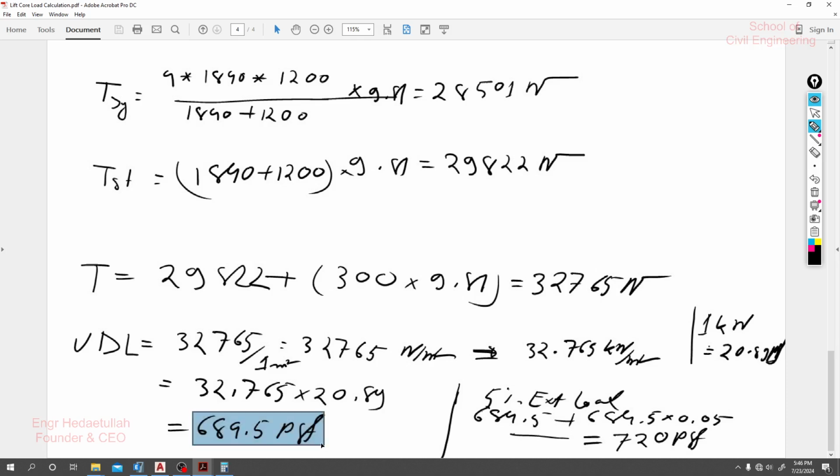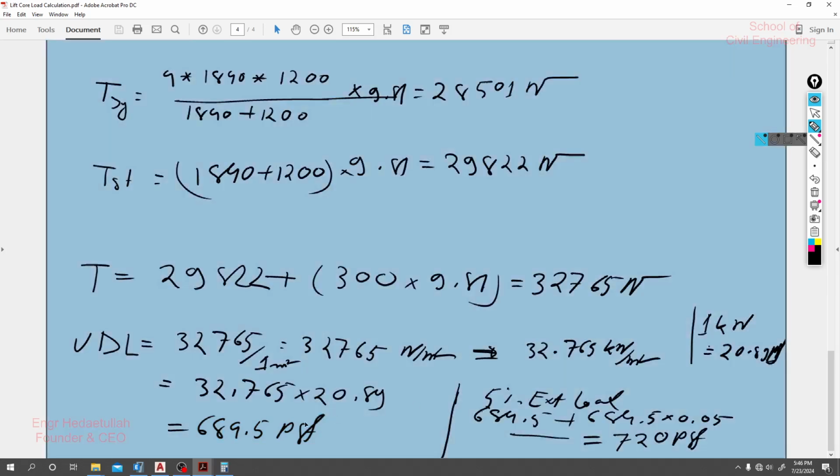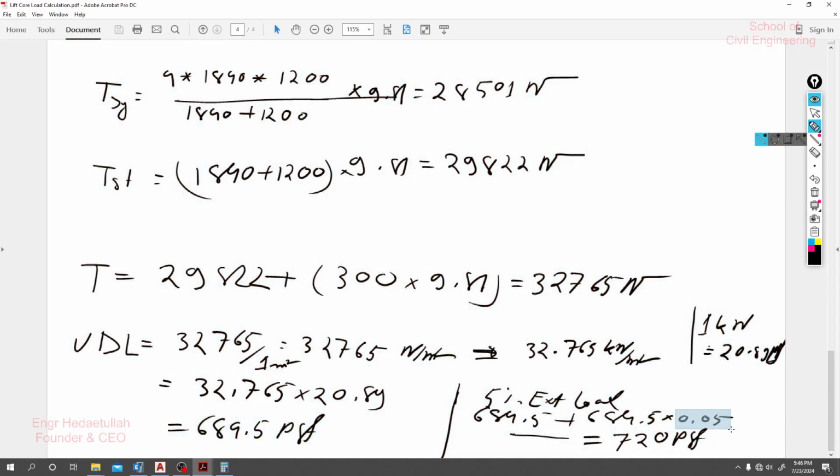Actually, kilonewton per square meter equals 20.89 psf. So this is our final load, and also we have considered 5% extra load. So if we add that value plus 5%, it's 720 psf. So the total lift load will be 720 psf. Is it clear to you? So in this way we have to provide our lift load.